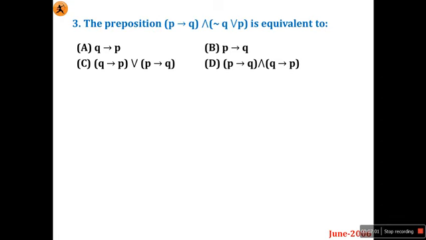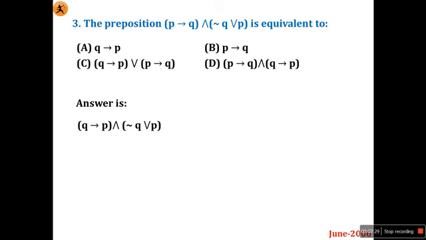Now the proposition P implies Q and negation of Q or P is equivalent to the given form. Then what is the logical equivalent? Q implies P, or P implies Q, or Q implies P, or P implies Q, P implies Q and Q implies P. I hope you can get it easily, because it's a standard formula.